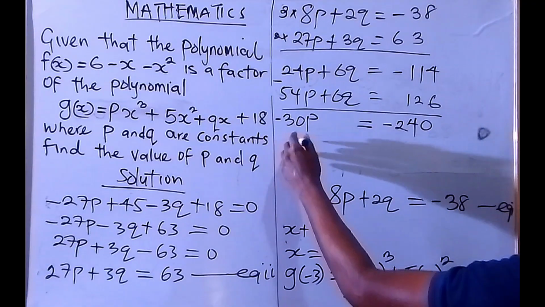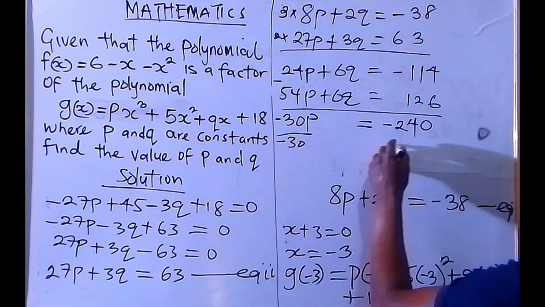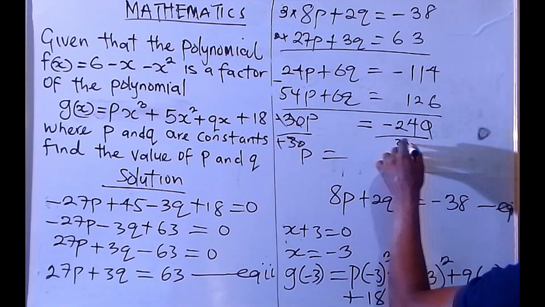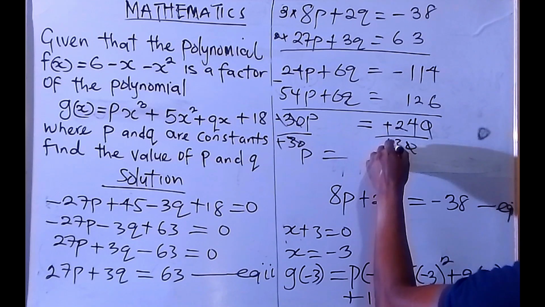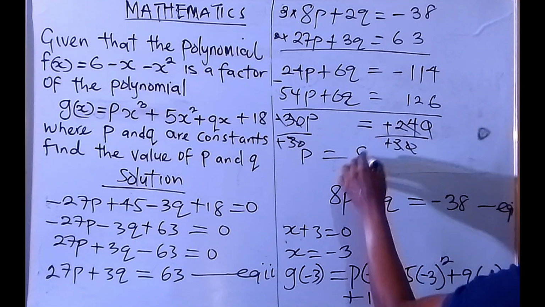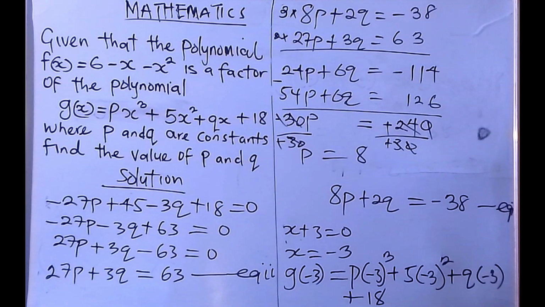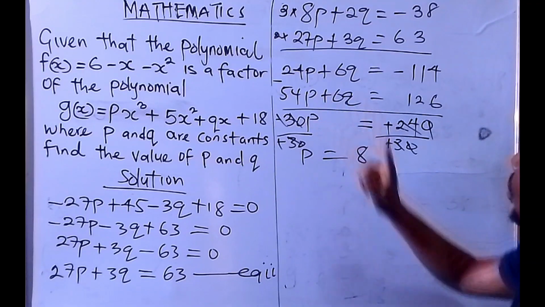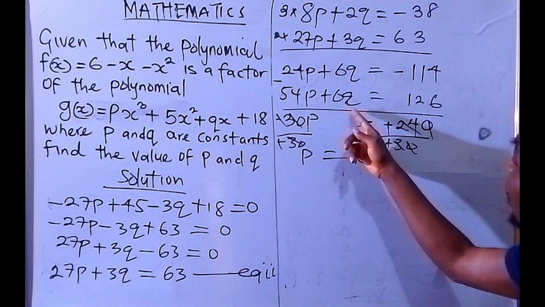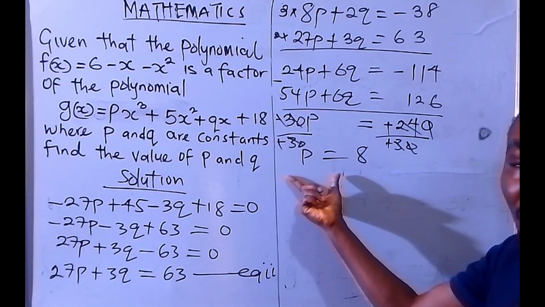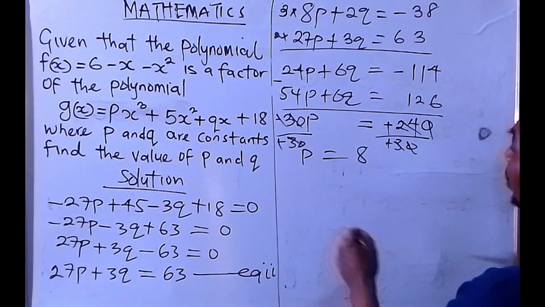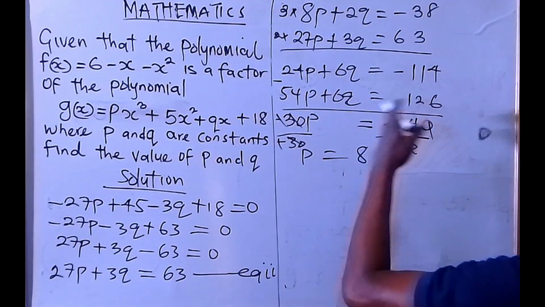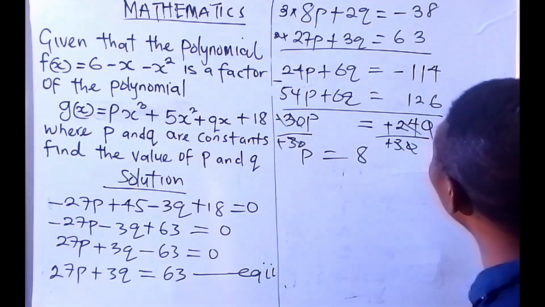So here, you divide all through by minus 30, so that you get your p. If I divide this, p automatically becomes 8. So since my p is equal to 8, I can get the value of q. So we substitute the value of p into any of the equations, either equation 1 or equation 2. So let's substitute into equation 1.